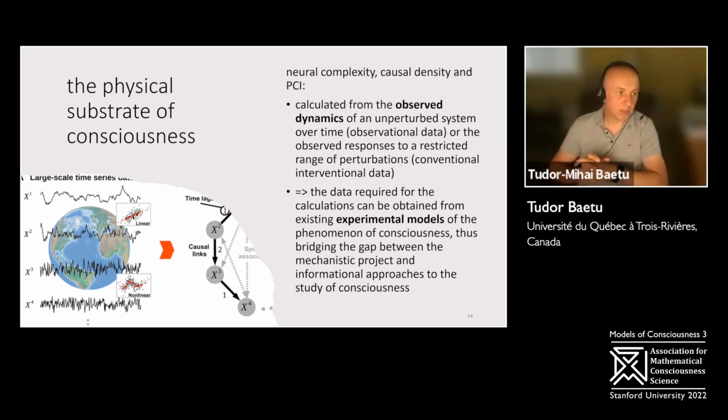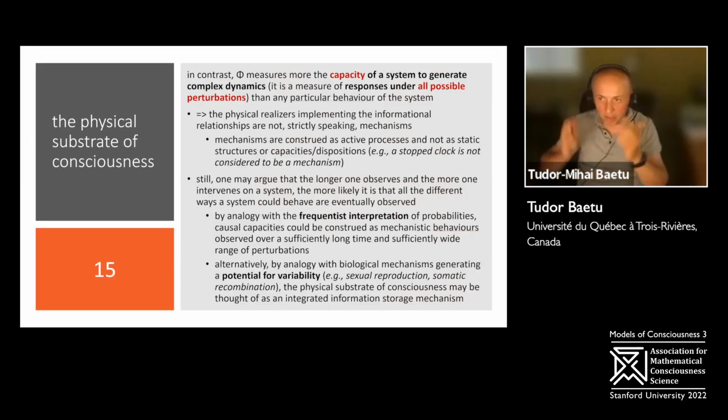And this provides a nice way of bridging the gap between the mechanistic project, which is in the experimental tradition, and the informational approaches, which bring all these new mathematical tools. Now, the IIT is a bit more complex because it seems to measure the capacity of a system to generate complex dynamics, and it could in principle be measured by measuring the responses of a system under all possible perturbations. And the implication, at least the philosophical implication, is that the physical realizers implementing something like this are not, strictly speaking, mechanisms. Why? Well, this is a philosophical limitation. Mechanisms have been defined or construed as active processes and not as static structures or capacities or dispositions.